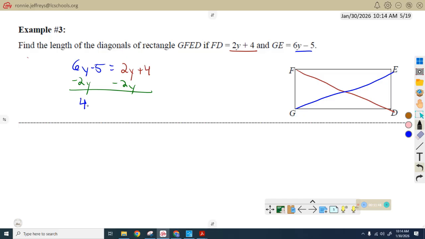So, 4 plus 5 plus 5. Alright, so y is going to be 2.25.